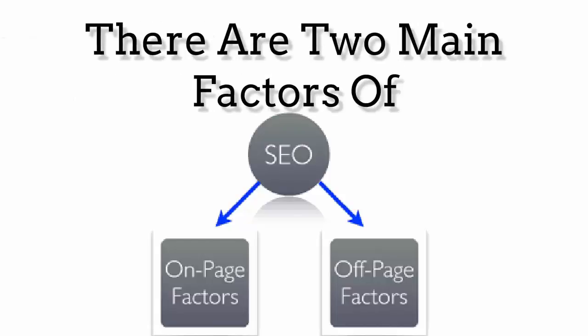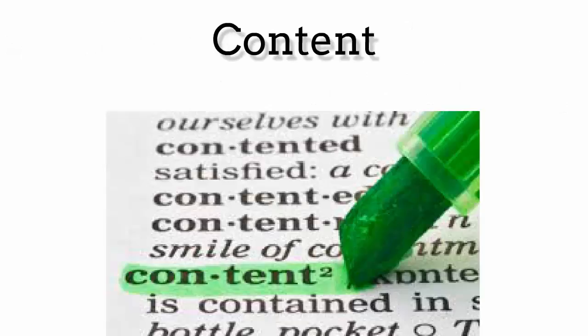Consider it from Google's perspective. Google wants to return sites to its searchers that are as closely related to the search terms as possible. Therefore, to prove that our site is the most relevant for a search term, we have to work on two things. We need to optimize on-page factors such as the content and off-page factors such as backlinks.